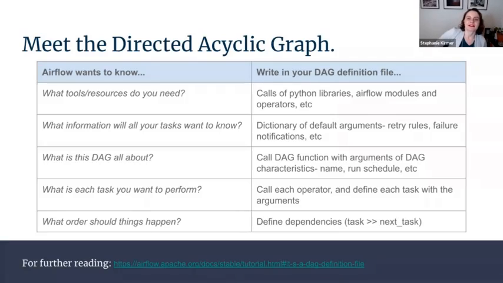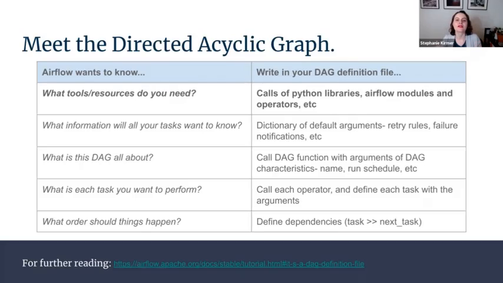So the directed acyclic graph is created using what's called a DAG definition file. I'm going to talk a little bit about exactly what these are, because it can look a little scary when you're starting out and looking at a DAG definition file and thinking, oh my God, what is all this stuff? So first off, let's just talk about what you're doing in this. You're giving your instructions to Airflow so that it knows what you want to do and how you want it to be done. That's really all it is.